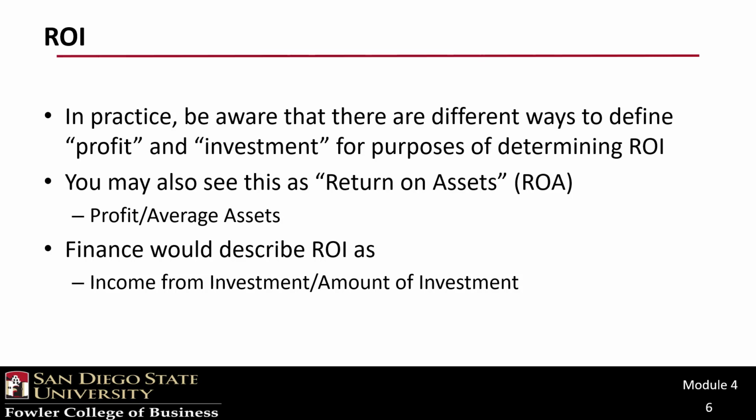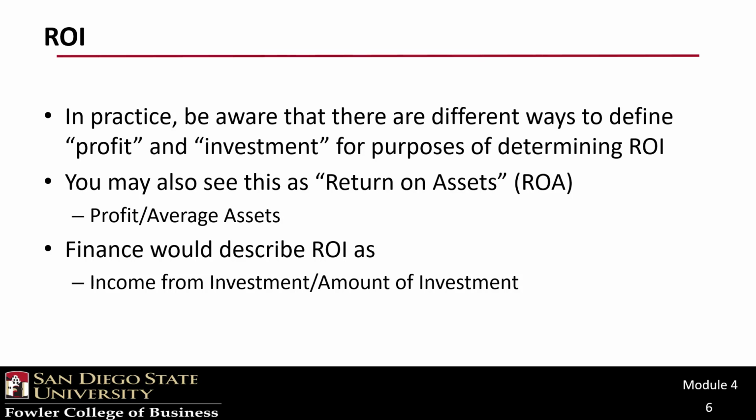You're also going to see the entire measure sometimes named return on assets, which in a way does make sense since the denominator is in fact average assets. And finance describes return on investment a little bit differently. That would be income from the investment divided by the amount of the investment. So know that the definition of ROI is a little bit like the definition of continence. There might be a scientifically agreed upon definition, but for the most part it gets used too loosely for that to apply.